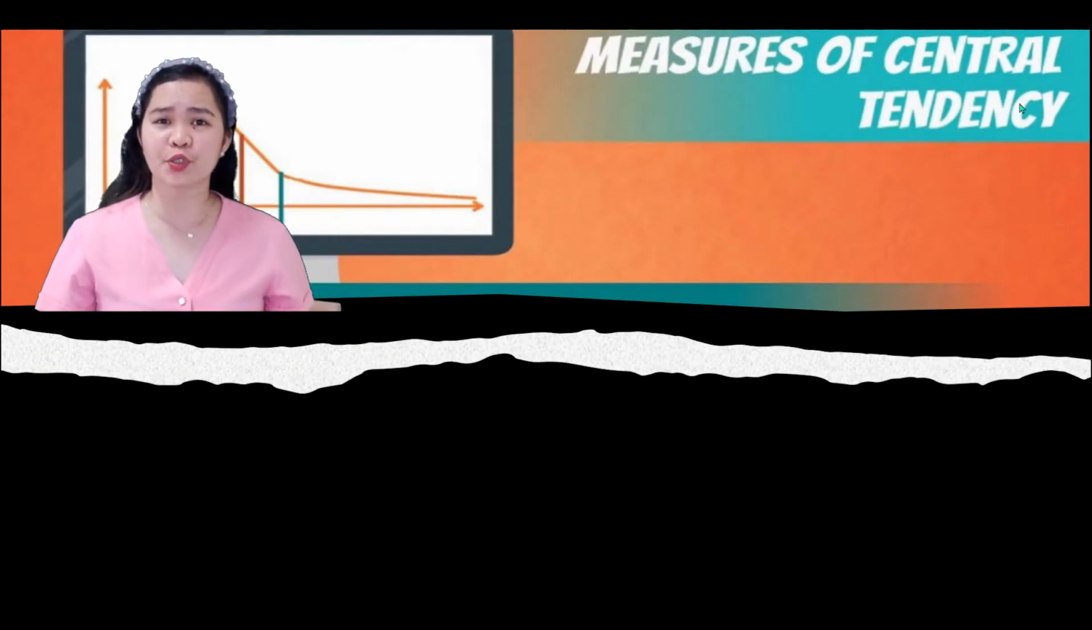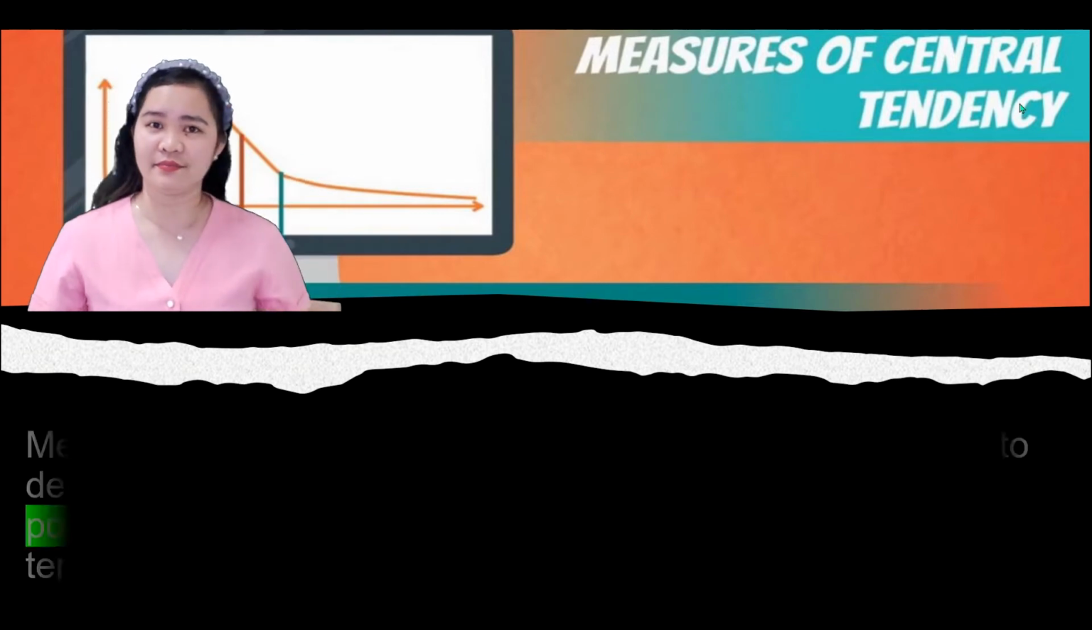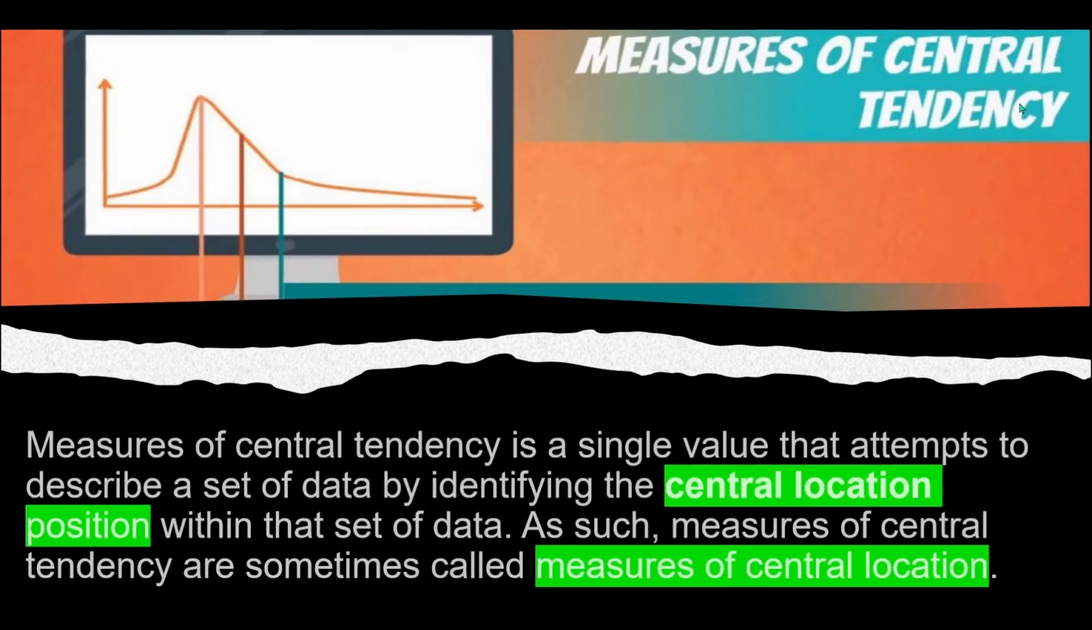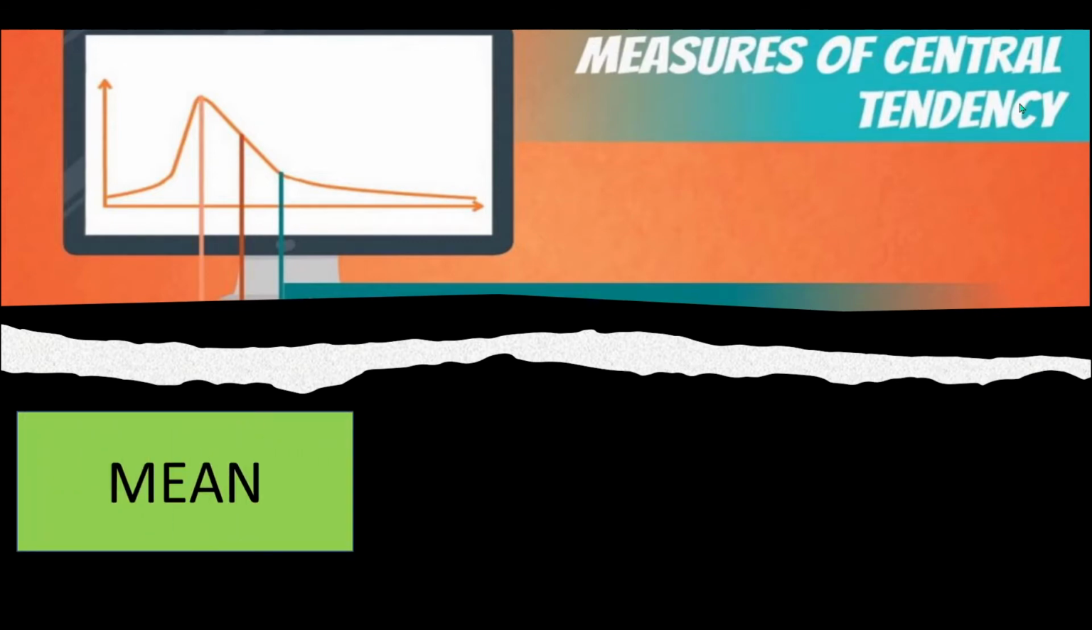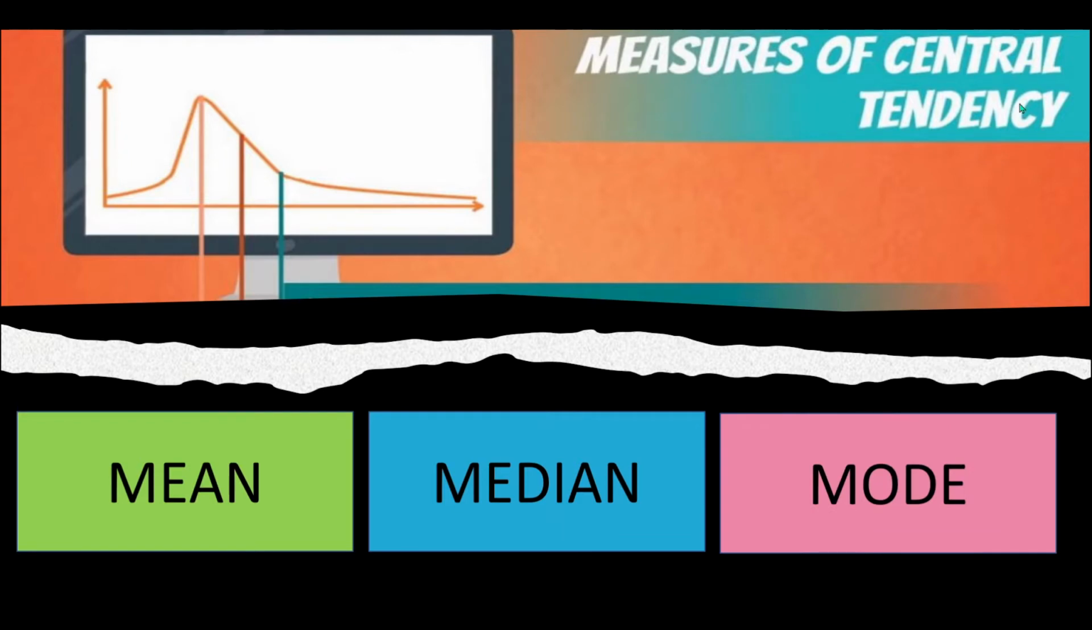So, what is a measure of central tendency? Measures of central tendency is a single value that attempts to describe a set of data by identifying the central location position within the set of data. As such, measures of central tendency are sometimes called measures of central location. The three measures of central tendency are the mean, median, and mode. To better understand this, let's analyze the given sample.